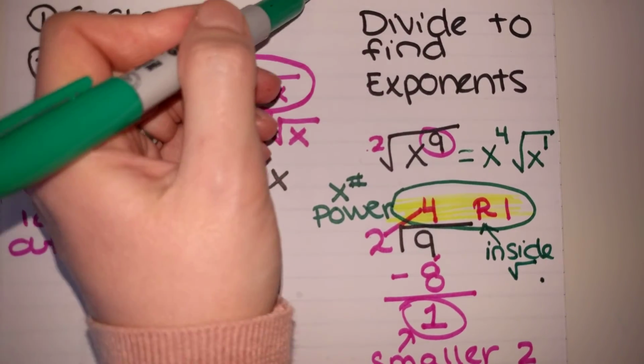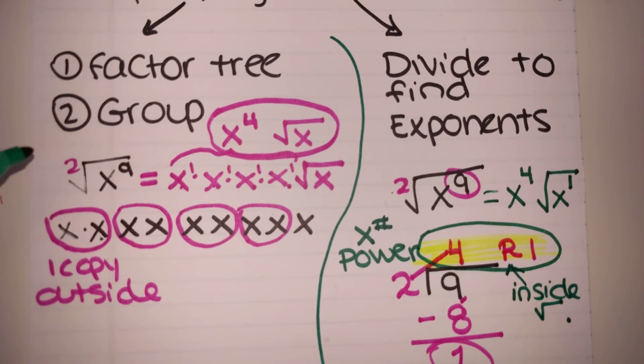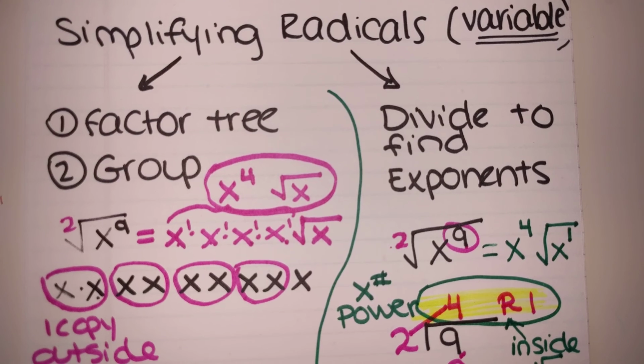So those are our two methods. We can either go through and factor and then group, or we can divide to find the exponents when we are dealing with variables.